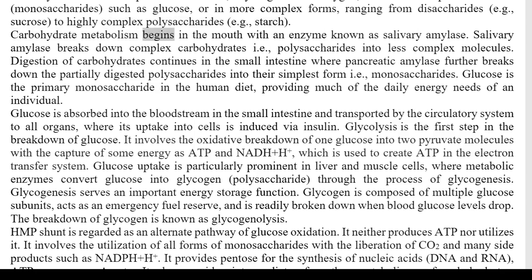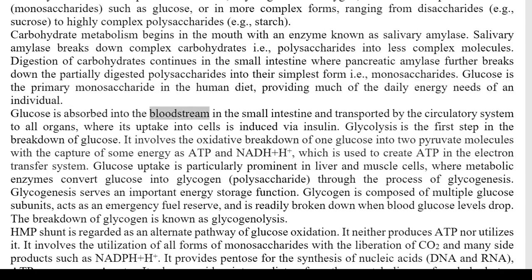Carbohydrate metabolism begins in the mouth with an enzyme known as salivary amylase. Salivary amylase breaks down complex carbohydrates, i.e., polysaccharides, into less complex molecules. Digestion of carbohydrates continues in the small intestine, where pancreatic amylase further breaks down the partially digested polysaccharides into their simplest form, i.e., monosaccharides. Glucose is the primary monosaccharide in the human diet, providing much of the daily energy needs of an individual.